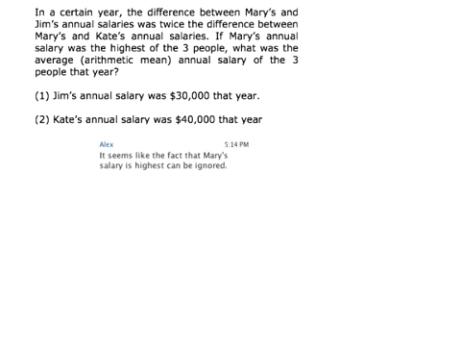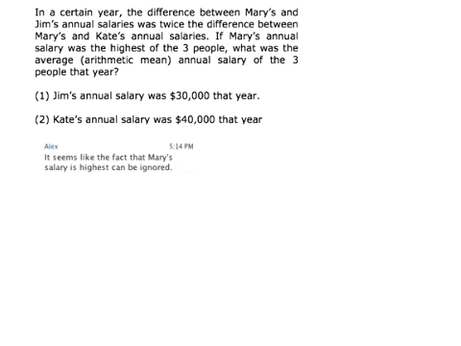So Alex says, seems like the fact that Mary's salary is highest can be ignored. I like what Alex is doing here. When you review the problems, it's actually good to think about what happens if you tweak them in these kinds of ways. It's a good idea to think about what happens when you tweak data sufficiency problems in particular.